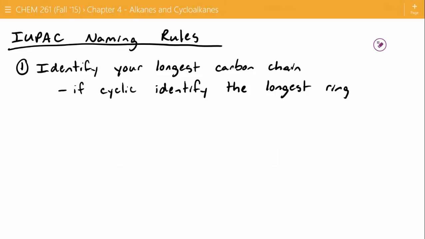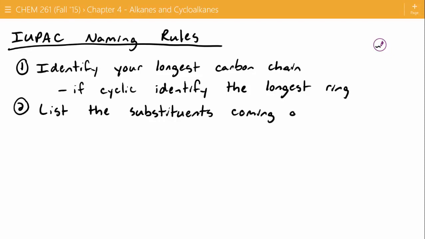All right, so let's make rule number 2: list the substituents coming off the longest chain. So for example, you want to identify your longest chain as the backbone, so to speak, and then anything coming off of it is referred to as a substituent. So you may have a methyl group coming off of your backbone. You need to keep track of all of those substituents.